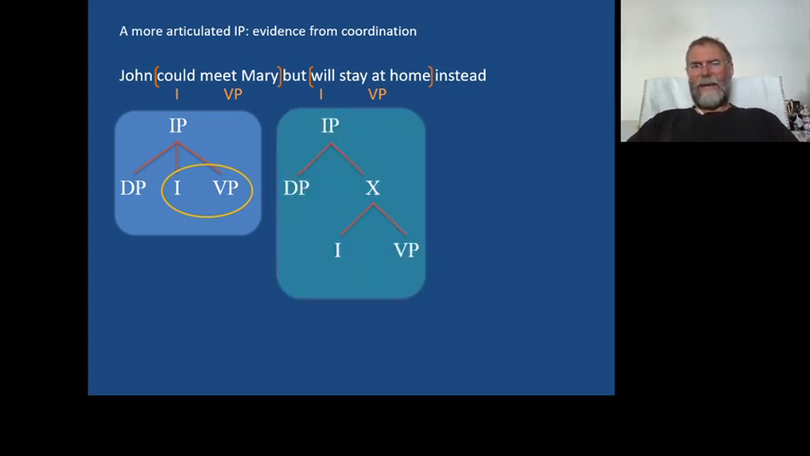In fact, what we seem to have is a structure that looks like this. Here we've got the inflection and the verb phrase going together to form something, and then that something with the subject going together to form the entire IP. Of course, the question is, what is that something that is formed by the inflection and the verb phrase?